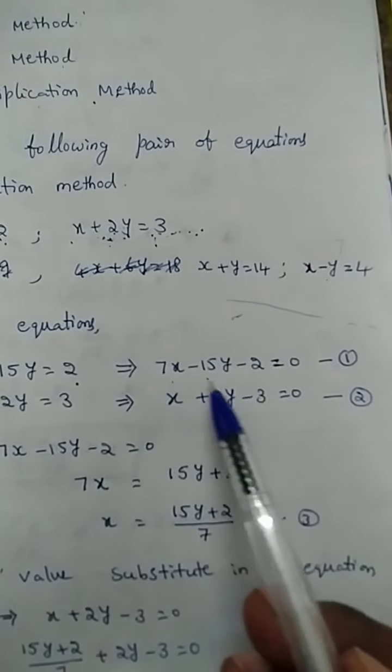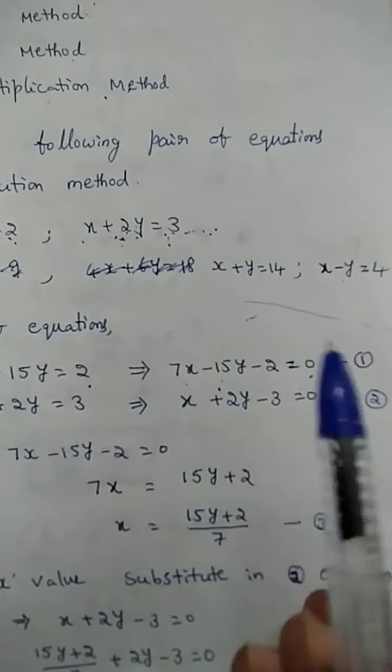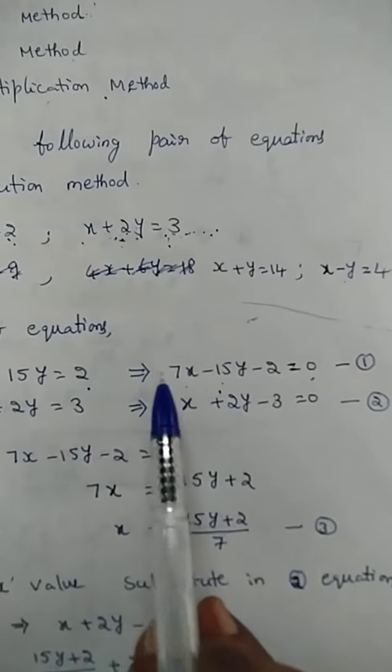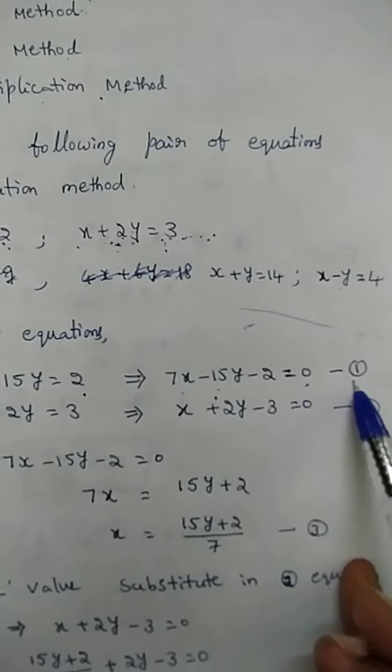We got the equation ax plus by plus c is equal to 0. No need to change it as this. Okay, so the first one we can change like that, to be in the form of a pair of linear equations in two variables. Okay, 7x minus 15y minus 2 is equal to 0. It is the first equation.